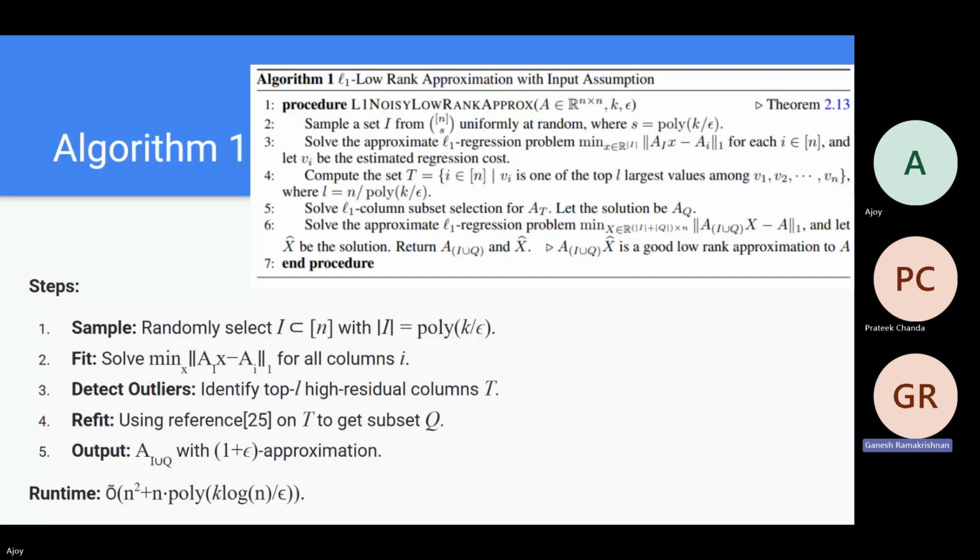I'm not understanding. This seems to be happening only once. You randomly select I only once, right? Where is it written that it's solved again and again? Sorry, I think I misinterpreted it as single columns. It is for S columns. It selects S columns only once, right? Yeah, S columns. So this is basically a randomization algorithm. Now, in the analysis, the output is A I union Q with a 1 plus epsilon approximation, despite being random.